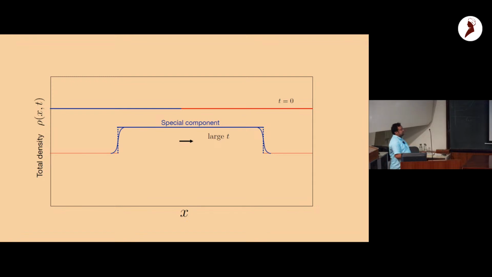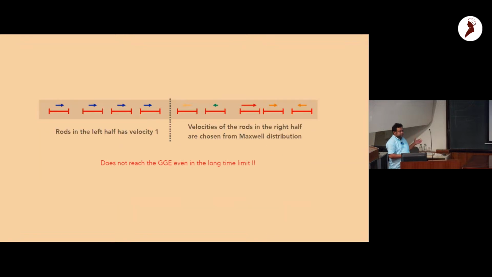So as a result, this density never goes to a homogeneous state, and such an initial state never goes to a GG state. So if you start from this initial configuration, this system does not go to a GG state even at very, very long times.